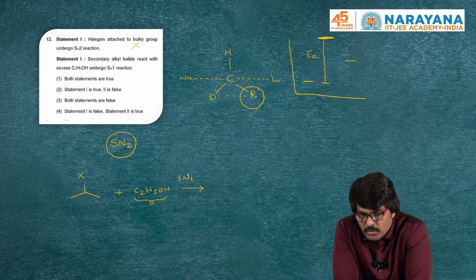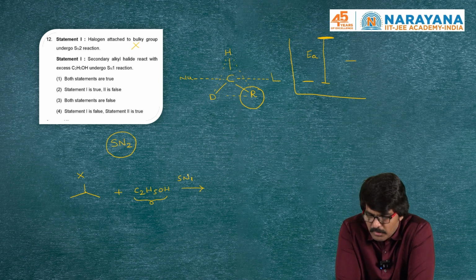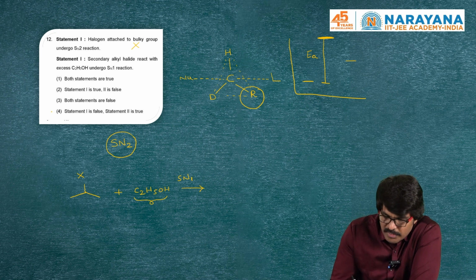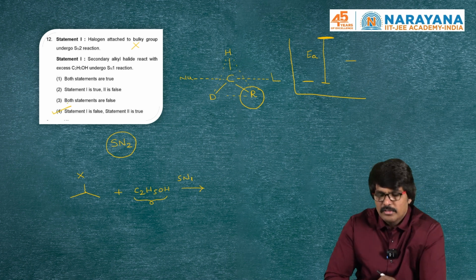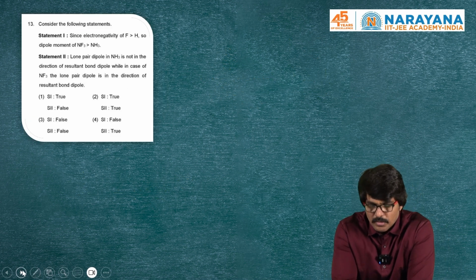Statement 1 says halogen attached to bulky group undergoes SN2 reaction. That is a wrong statement. So statement 1 is false, statement 2 is true. So that is there in the fourth option. So the answer to the question is 4. So let us move on to the next one.